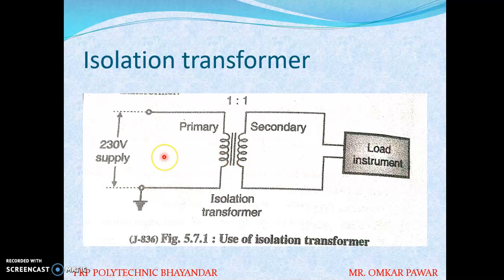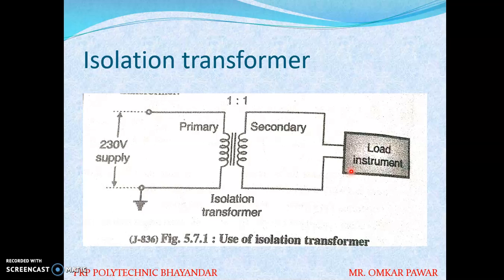Next is the isolation transformer. An isolation transformer has k equal to 1, that is, the number of primary turns is equal to the number of secondary turns. Basically it is used to isolate circuits which are very sensitive to ground current. In order to achieve isolation, if some fault occurs on the primary side, then because of isolation that fault current gets grounded, and there is no effect on the secondary side of the instrument.